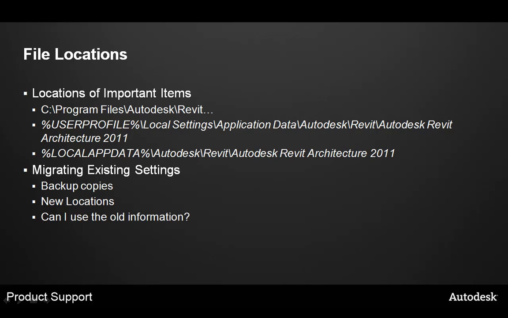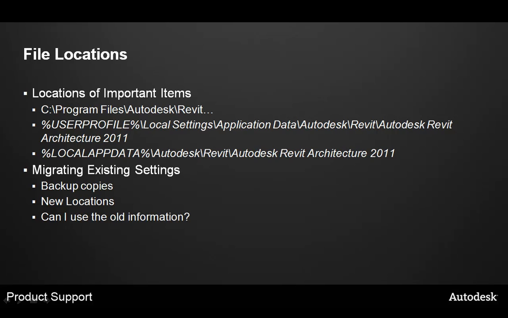It's also important to know where your local user settings are stored. The following two paths for user profile and local app data are for XP and Vista respectively. It's important to understand whether or not you can migrate existing settings. Make sure to create backup copies of any items you want to save. Be aware of these new locations. Also, understand whether or not the old information can still be used.